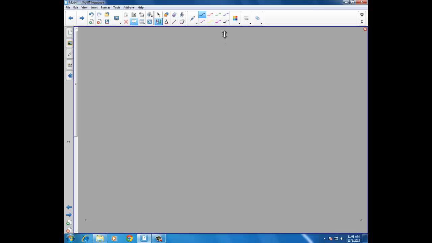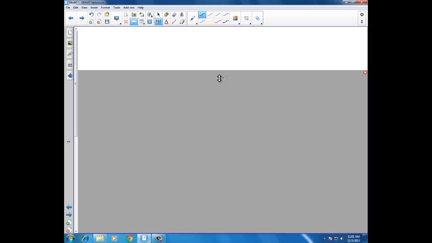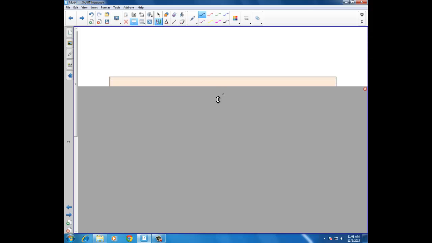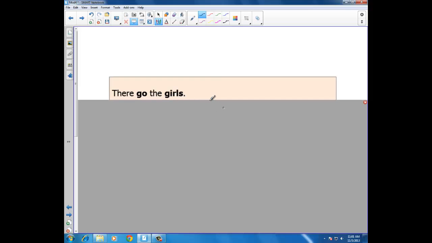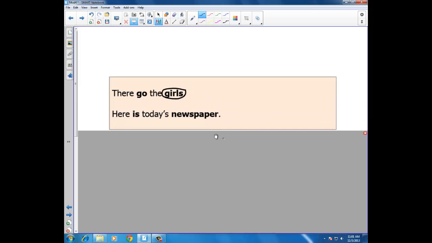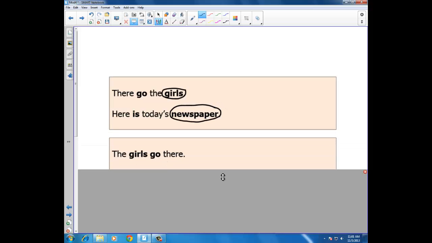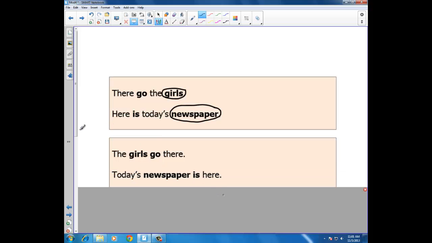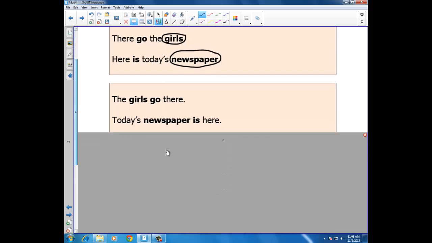Next, we'll look at case 5. In a sentence beginning with "there" or "here," the subject following the verb determines whether the verb is singular or plural. There go the girls. Here is today's newspaper. The best way to determine the correct verb is to change the sentence so that the subject comes first. The girls go there. Today's newspaper is here.